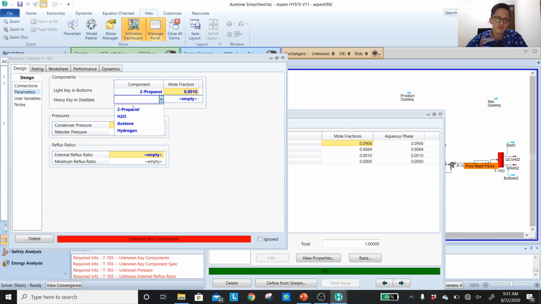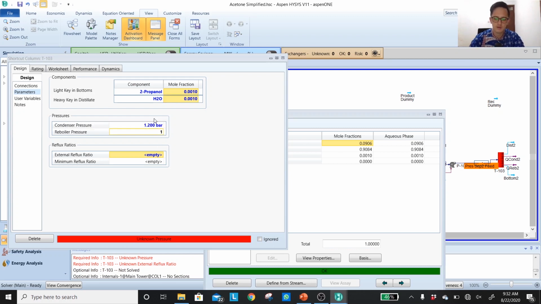And how about the heavy key in distillate? For the heavy key in distillate, we don't have hydrogen anymore. Acetone cannot be the heavy key in distillate because the main compound in the distillate now would be IPA. So the logical thing is that our heavy key in distillate has to be heavier than the main compound in the top. The only heavier compound than IPA is water. Okay, so let's put a small number first.